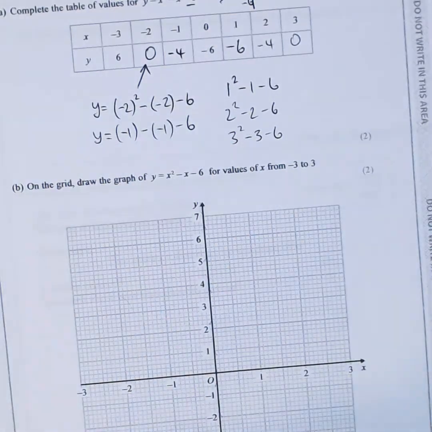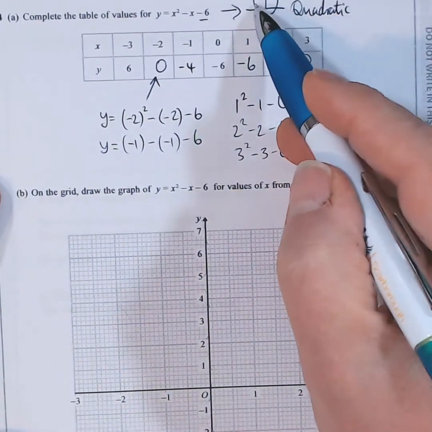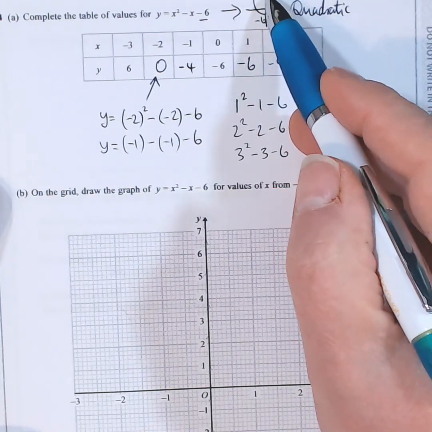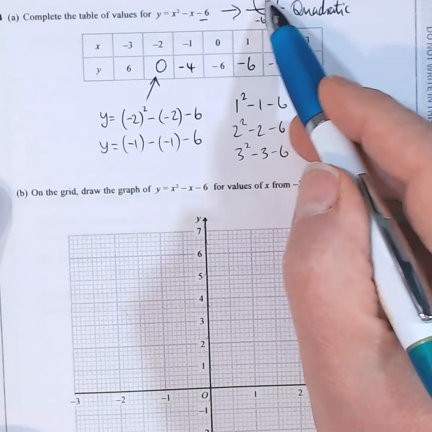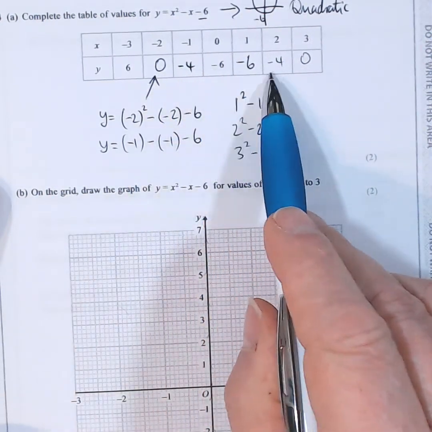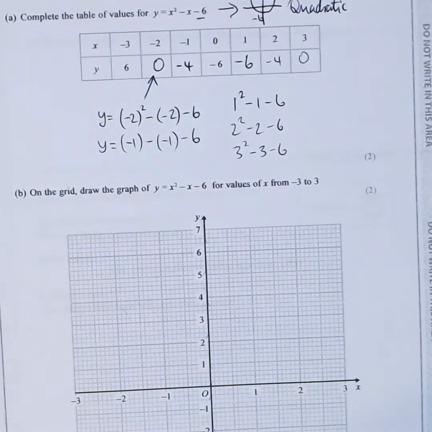Okay, so what can give us confidence that we might have done that correct? Well, because we know it's a quadratic graph, a U shape, then we have the idea that it should have a line of symmetry, so there should be corresponding values either side that work. So we can see here we've got a pattern. We've got 0, 0, -4, -4, -6, -6. That should give you confidence that you've got that symmetry going on.